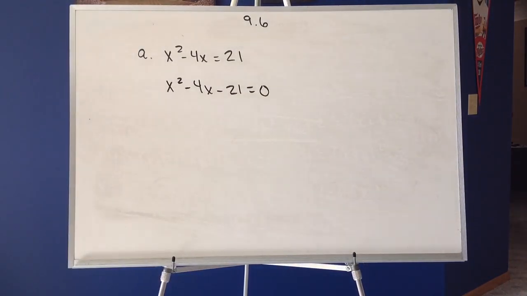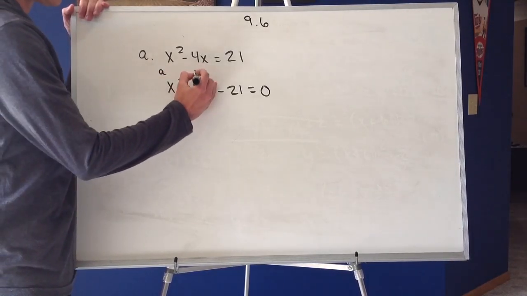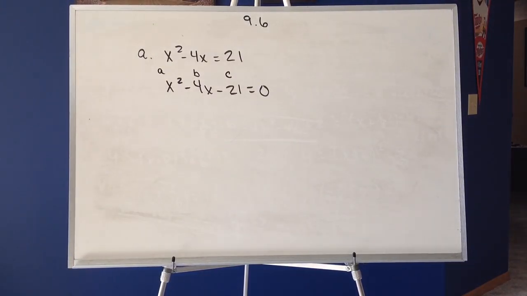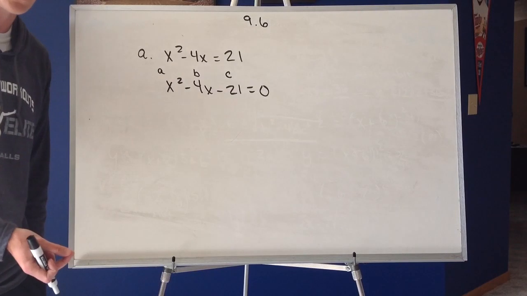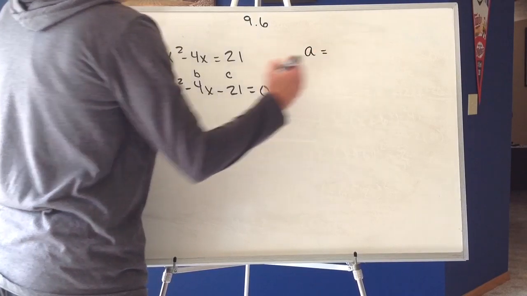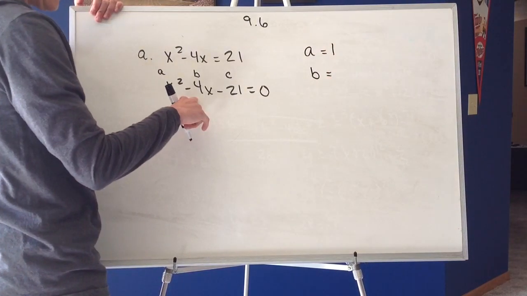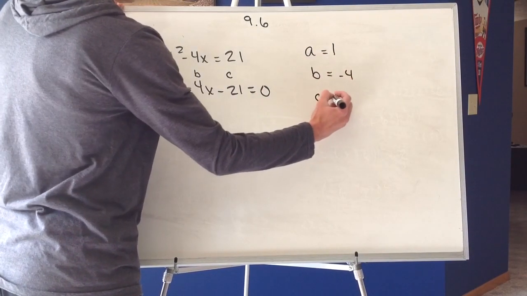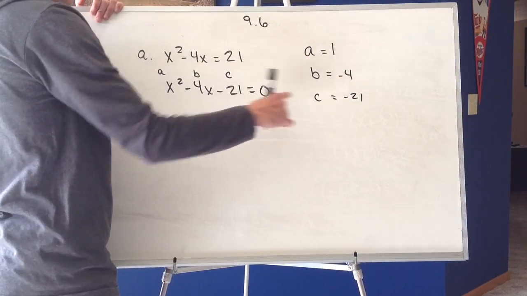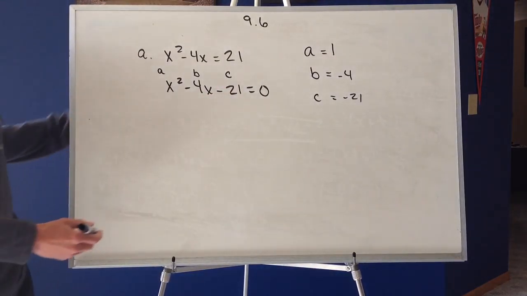Now, once you've done that, you can get your A, B, and C. Remember, A is the number that's with your x squared, B is the number with your x, and C is the number by itself. Do not put the x's in the calculator. It is just the coefficients, which means just the numbers. So for this one, my A would be 1, because there's technically a 1 there. My B would be negative 4. You have to keep the sign with it. And my C would be negative 21. If you need to write them out like that, then do it. If you can just do it from the equation itself, that's fine with me. Whatever works best for you.